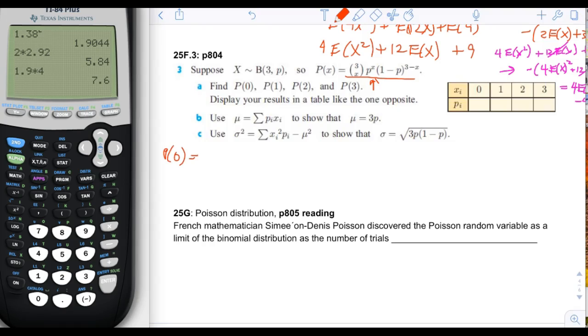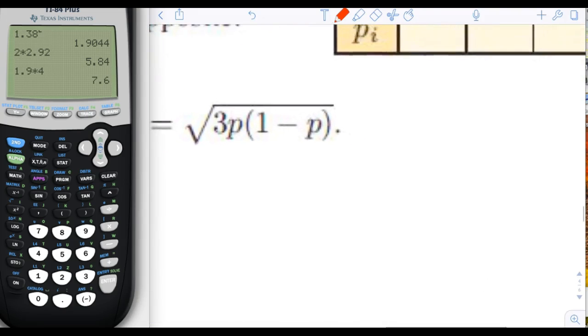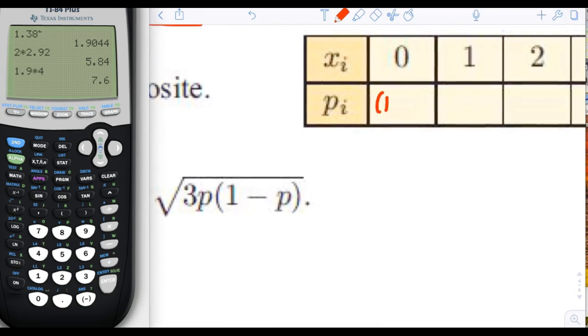So first let's do p of 0. First we'll have the binomial coefficient, 3 choose 0, which is just 1. Then we'll have p to the 0, which is 1. And then we'll have (1 minus p) to the 3 minus 0, which is (1 minus p) cubed. Then I'm going to write that here, (1 minus p) cubed.